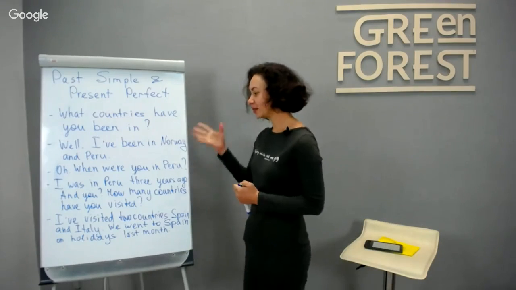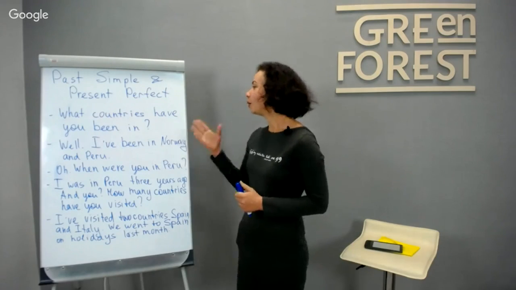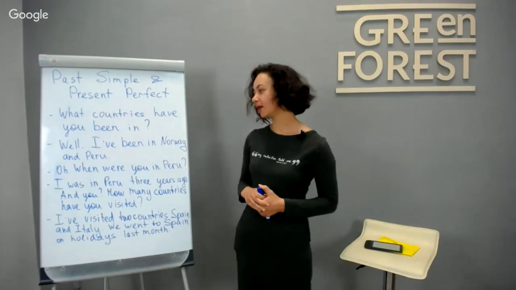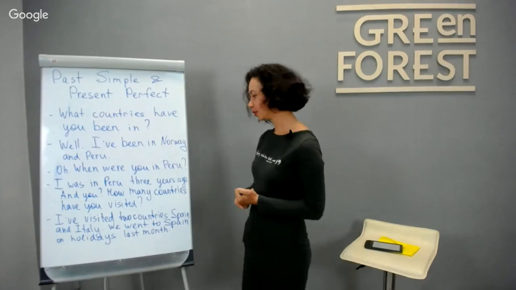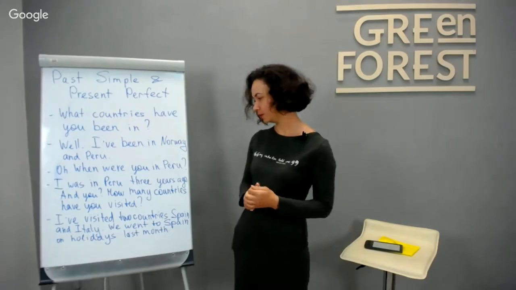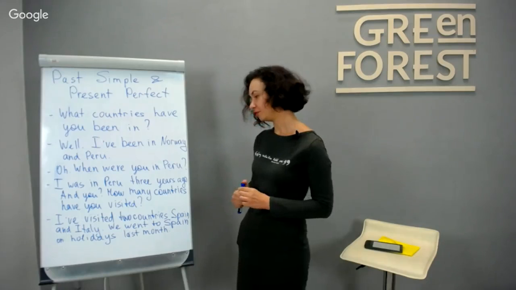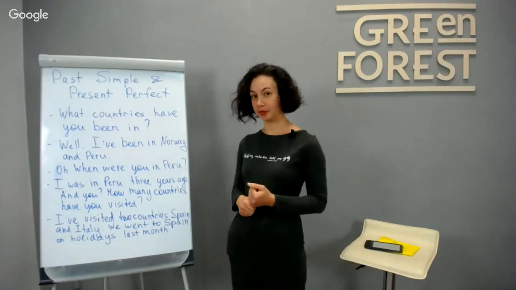We have here a dialogue between two people who are discussing their traveling experience. What countries have you been in? Well, I've been in Norway and Peru. Oh, when were you in Peru? I was in Peru 3 years ago. And you? How many countries have you visited? I have visited 2 countries, Spain and Italy. We went to Spain on holidays last month.